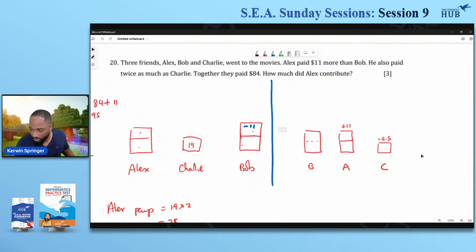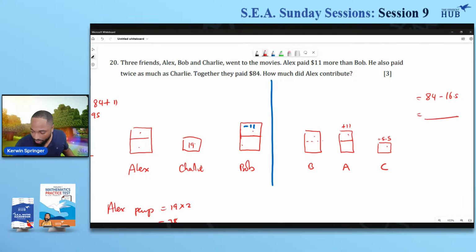So I started off with Bob. Alex paid $11 more than Bob, but he also paid twice as much as Charlie. Oh, this method is a little scary because I'm going to get decimals here for every part. I'm seeing it already, but it will work out as well. So I would have to remove the excess, which is 16.5. When I say 84 minus 16.5, I will get a certain number.